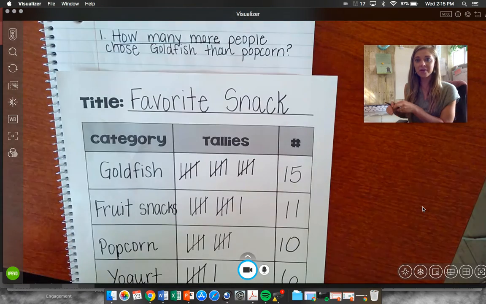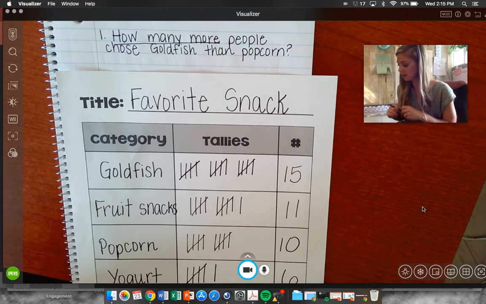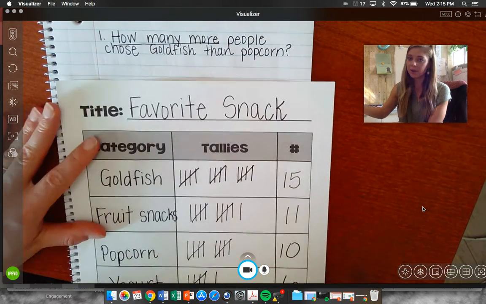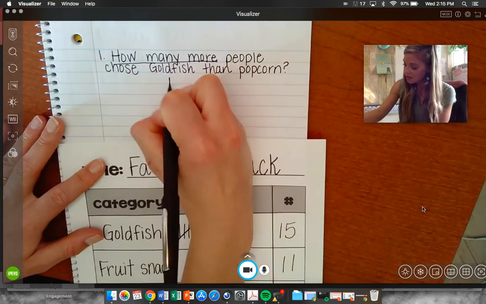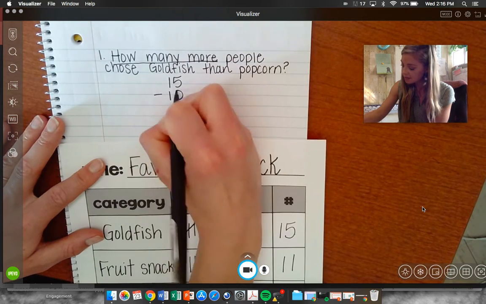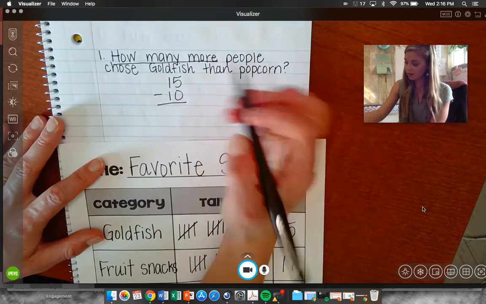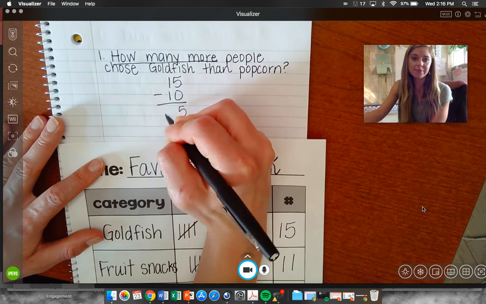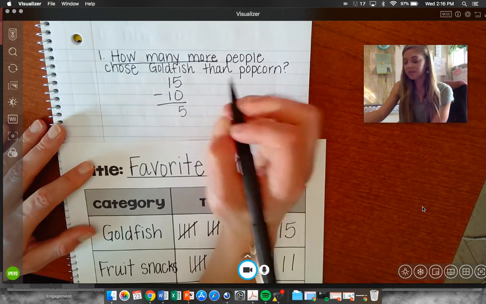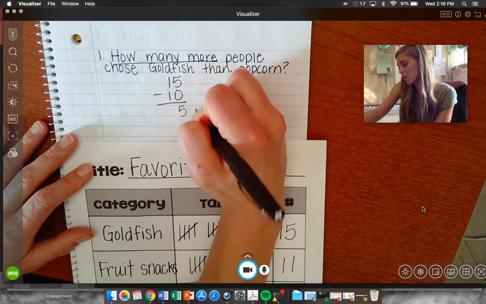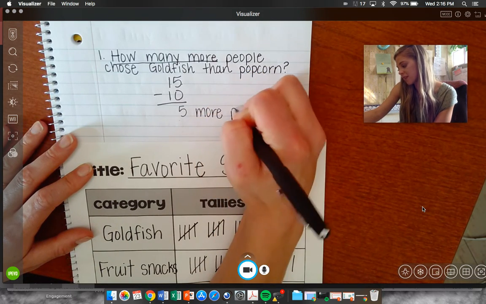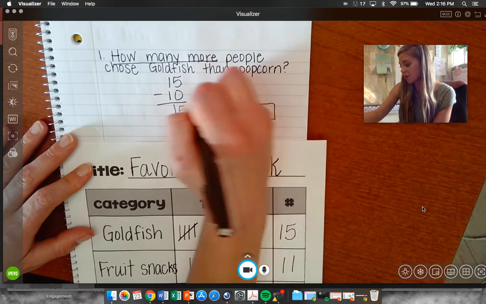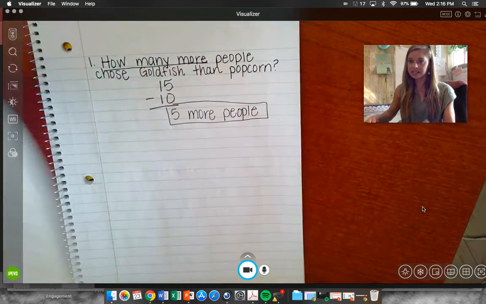I wonder how many of you already knew that. But, all right, so we have 15 and 10. We always do the bigger number first. 15 minus 10. 5 minus 0 is 5. 1 minus 1 is 0, but we never put a 0 in front of a number. So the answer is 5 more people. So 5 more people chose goldfish as their favorite snack than popcorn. Okay, next question.